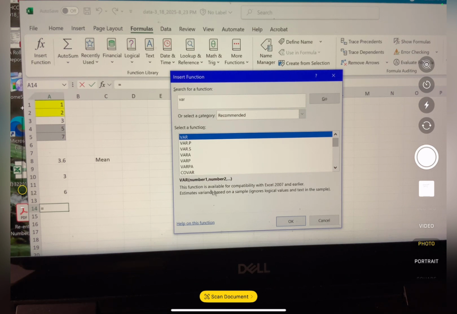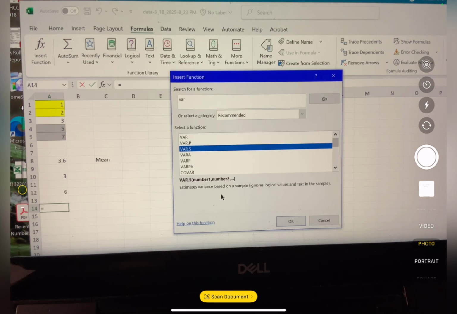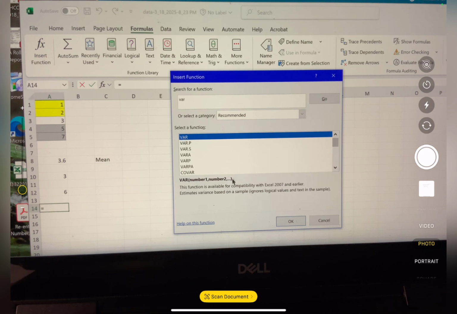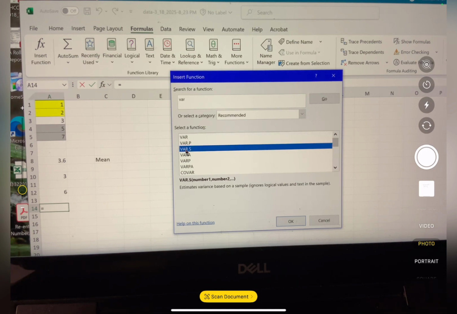Estimate variance based on sample. Okay, and this one also, variance dot s, let me see. Estimate variance based on sample. Okay, this one says compatible with 2007 and earlier. So it's doing the same thing, just take one of them. This is sample. And in our case, we are dealing with a sample because we have altogether how many numbers? 5 numbers, so it's a sample. It's too tiny, so it's a sample. Click OK.